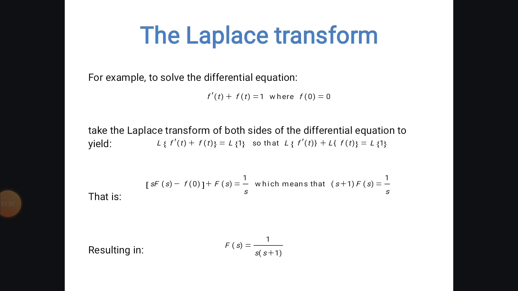For example, if you want to solve the differential equation f dash of t plus f of t equal to 1, where an initial condition is given, that is f of 0 equal to 0. Then in such cases, if a differential equation is given, we can solve it by using Laplace transform also. That is an easy way to solve. What we do is take the Laplace transform on both sides of the given differential equation. That is, Laplace of f dash of t plus f of t is equal to Laplace of 1.